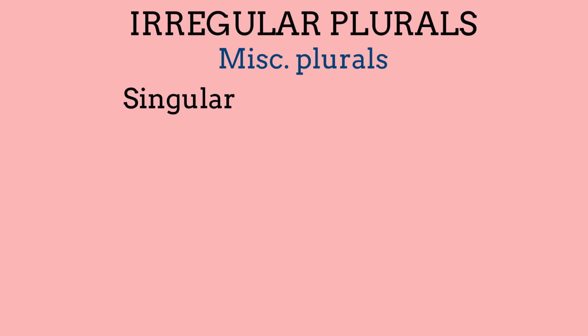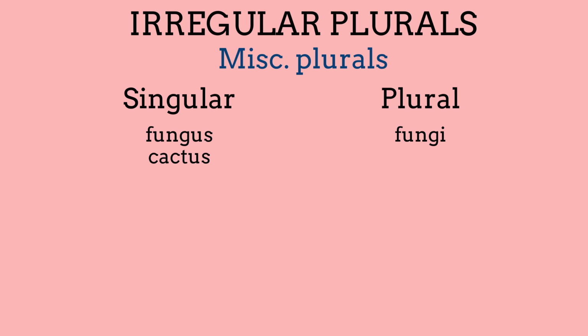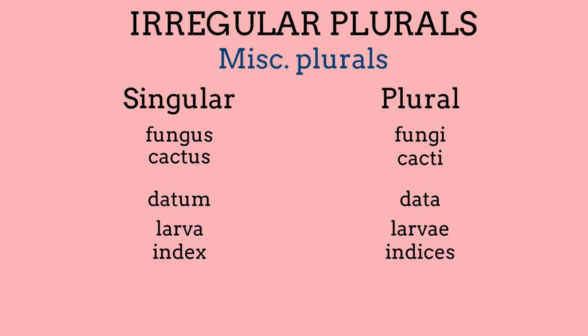Another type is miscellaneous plurals. These words are derived from foreign languages. Hence, they're just like this. You just have to remember them. For example, fungus, fungi, cactus, cacti, datum, data, lava, lavi, index, indices, thesis, thesis, phenomenon, phenomena.